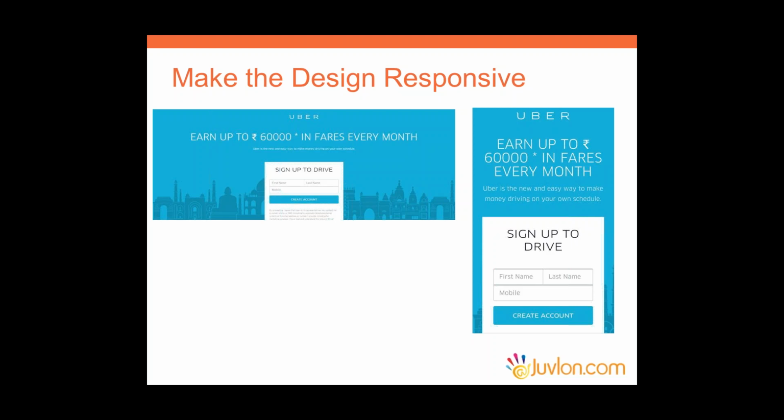You can check this example that I have pulled out from Uber. You can pay attention to the text that is there. This is from the desktop version that I've taken the screenshot from. Earn up to rupees 60,000 in fares every month. The same sentence has been scrolled down on the mobile version. The text is much bigger and readable. It's easy to read. The forms also, you'll see, are easy to fill in on any handheld device. So go ahead, make your designs responsive for landing pages. It's really, really very important.